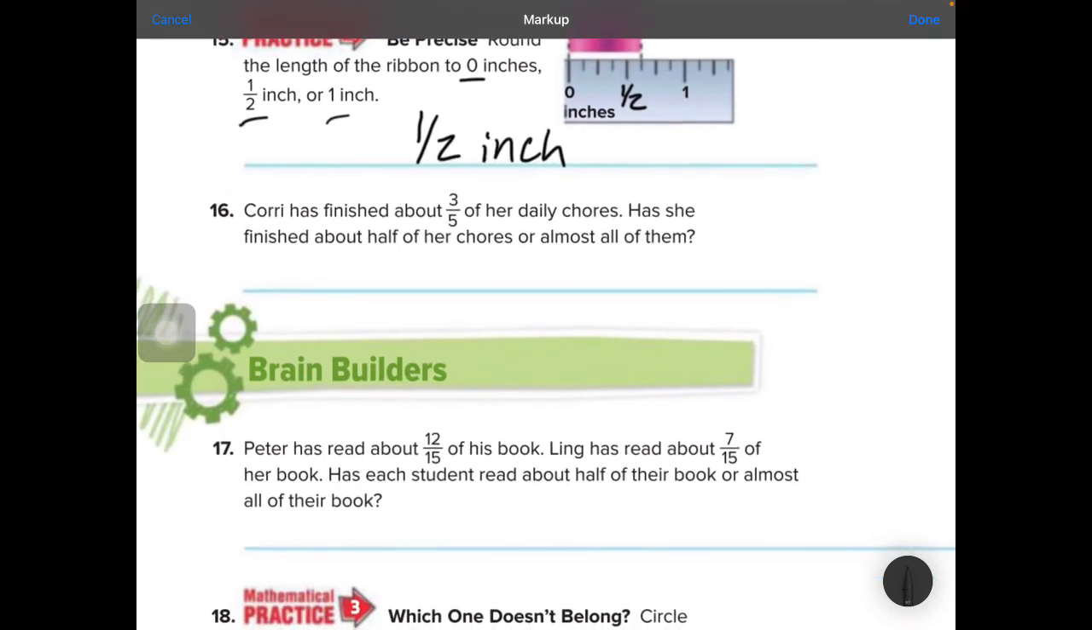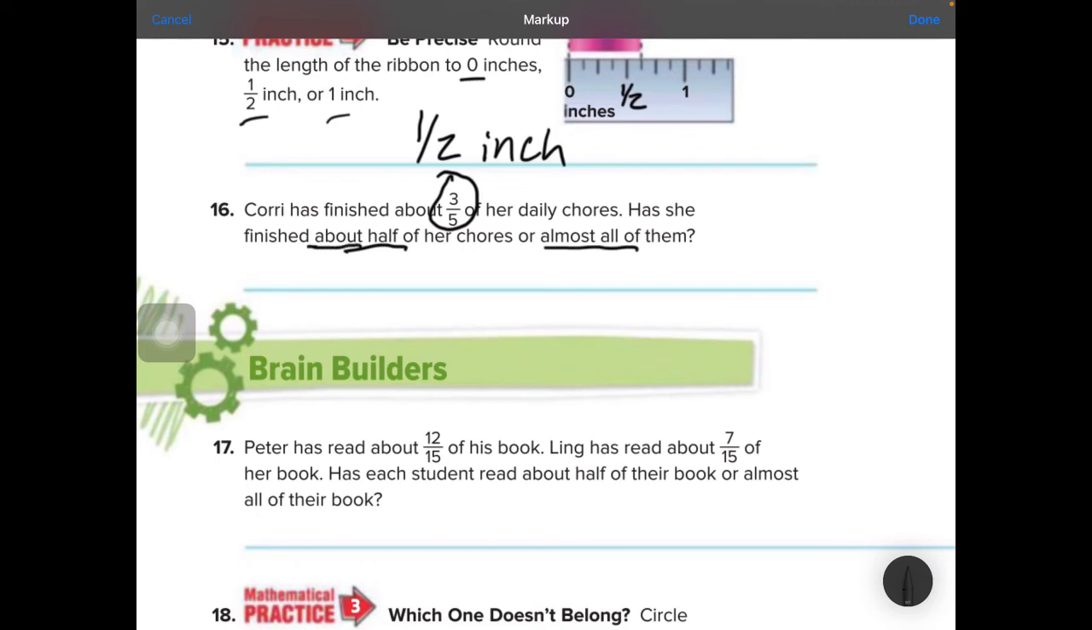Number 16, Corey has finished 3/5 of her daily chores. She finished about half of her chores or almost all of them? So they want you to answer like this, about half or almost all of them. So if you look at the little number line here, we have 1, 2, 3, 4, 5. And she's done 3/5 of her chores. This would be the whole number. And right here is about a half. So yes, I would say she's finished about half.